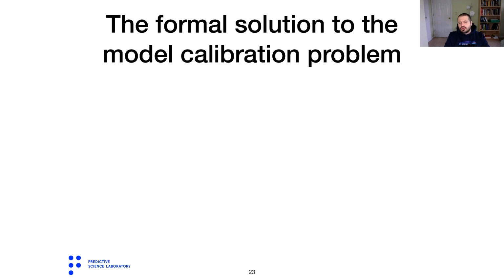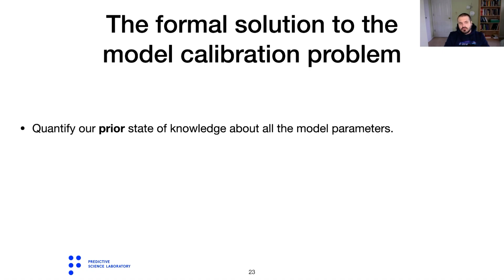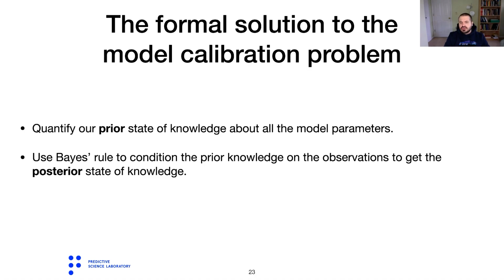Alright, so the formal solution to the model calibration problem goes as follows. You first quantify your prior state of knowledge about all the model parameters, and this is what we actually did as part of the uncertainty propagation problem in the previous video. And then you use something called the Bayes rule to condition your prior knowledge on the observations in order to get your posterior state of knowledge about the parameters. So there's a formal mathematical way of taking what you knew and conditioning that on what you observed. And that conditioning tells you what you should believe after you make the measurement.